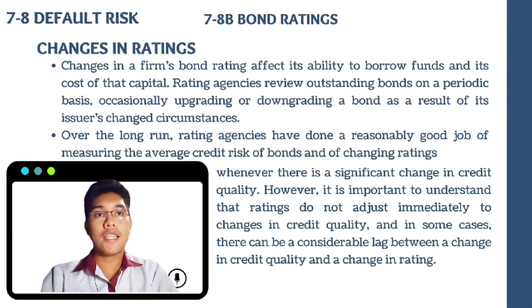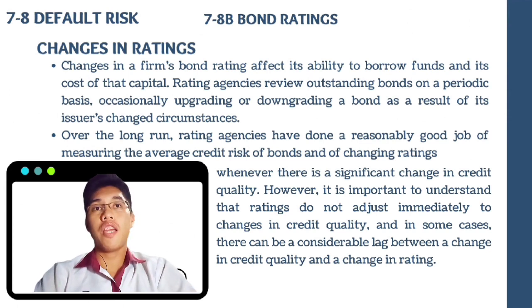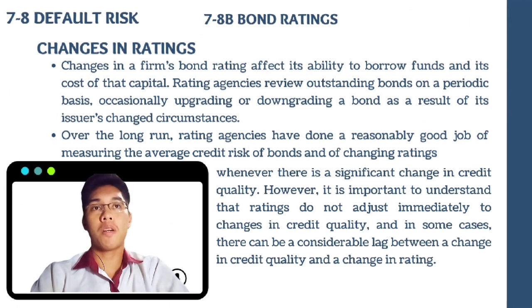At the same time, S&P lowered the corporate credit rating of Sprint Corp., a telecommunication and wireless network company, from BB- to B+. S&P's decision to downgrade the company's credit rating reflected expectation of aggressive price competition in the industry, network performance issues, and the company's high cost structure. Over the long run, rating agencies have done a reasonably good job of measuring the average credit risk of bonds and of changing ratings whenever there is a significant change in credit quality.